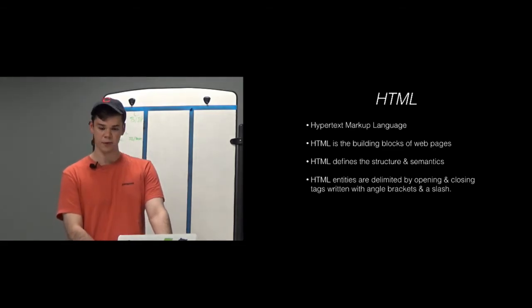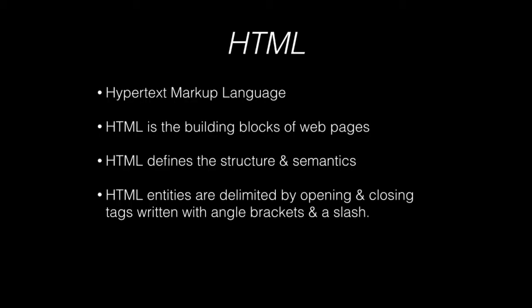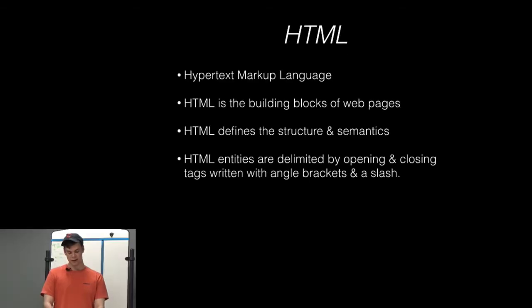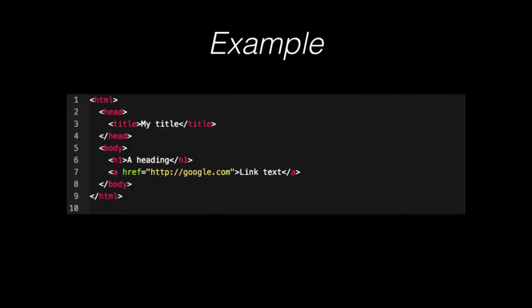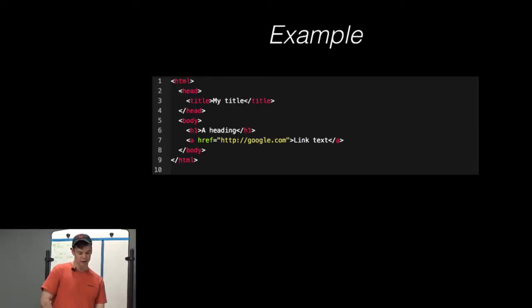HTML, hypertext markup language, is the building blocks of web pages. HTML defines the structure and the semantics of your page or your app. HTML entities are delimited by an opening and closing tag with angle brackets and a slash. I'll show you what that means. Right here, each of these little entities between the brackets are tags. You can see that the beginning tag is just two brackets. The second one has a slash to indicate that the tag is closed. Anything in between there can be either content or properties of that HTML tag.